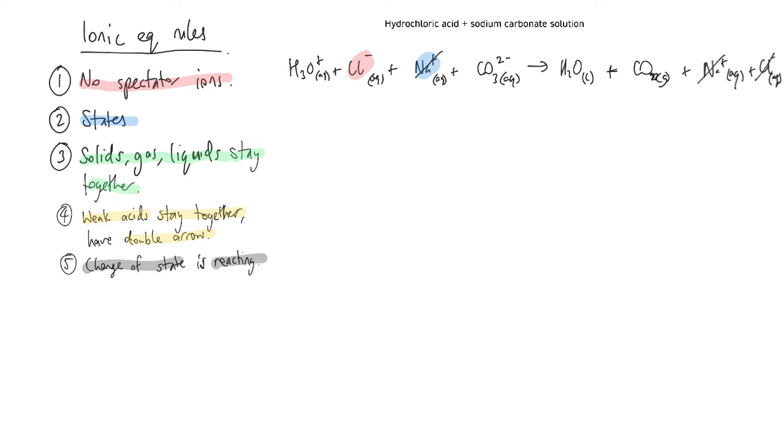So all you get is this. Get rid of those two. And get rid of those two. And that's your reaction there for that first one. All right? So no spectator ions, you put in your states, solids, liquids, gases stay together, and your weak acids stay together, but this wasn't a weak acid, and the change of state is reacting. That doesn't really apply to this situation, but it will apply to other ones later, right?